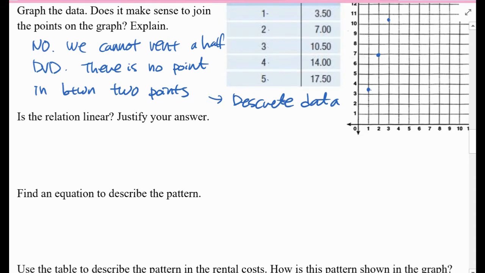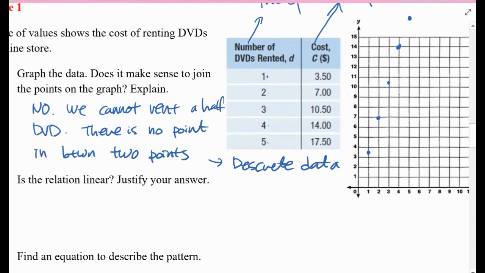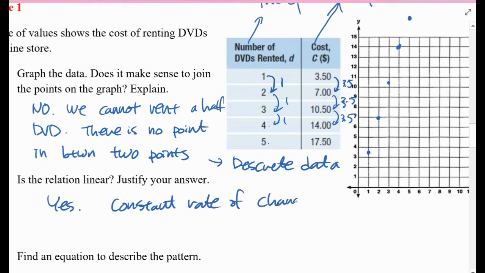Is the relation linear? Yes, it is. Every time the number of DVDs increases by 1, this increases by 3.5. Therefore, it is a linear relation. Every time this is increased by 1, it increases by 3.5, increased by 1, increased by 3.5. Constant rate of change in both variables. So yes, constant rate of change in both variables.